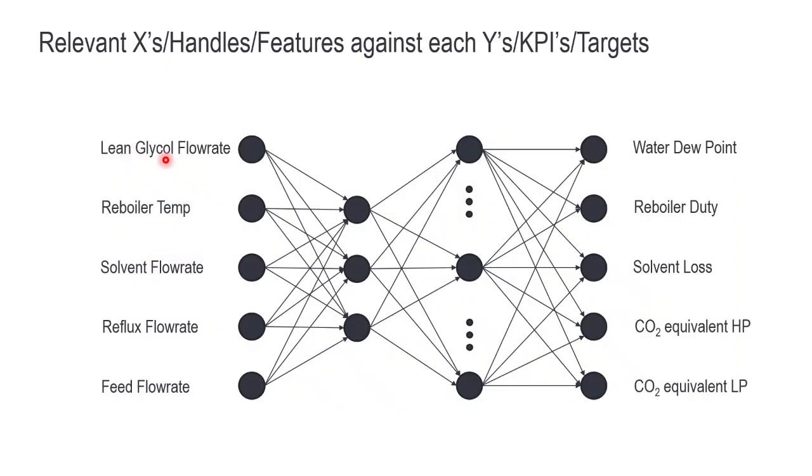So we have lean glycol, reboiler temperature, solvent flow rate, reflux flow rate. So all of these are exactly the operating variables, things that the operators can control. They can open and close the valve for each of these X variables, and this feed flow rate is like a disturbance. So sometimes it can increase, sometimes it can decrease, depending on how much gas we are getting from the upstream.